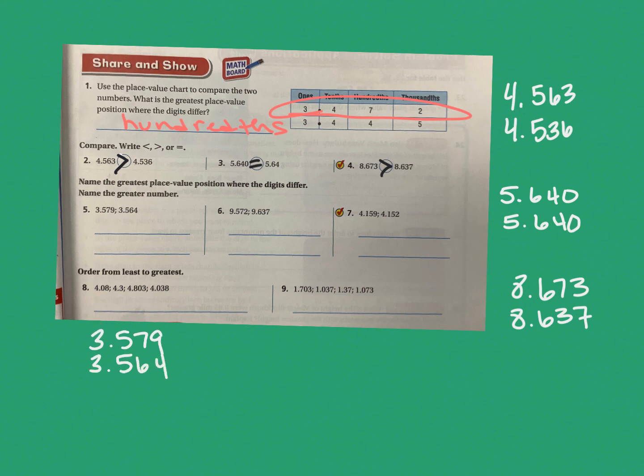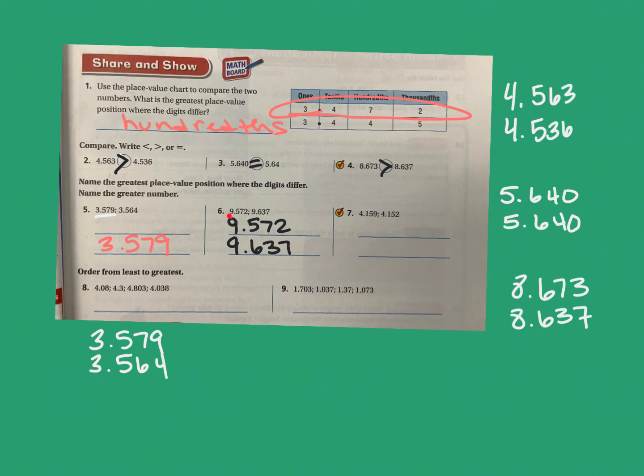Compare my ones place. 3 ones, the same. Move on down. 5 tenths and 5 tenths, the same. 7 hundredths compared to 6 hundredths. This one's more. So this is the larger number, 3 and 579 thousandths. I guess I could use these lines here to line these up. 9 and 572 thousandths compared to 9 and 637 thousandths.